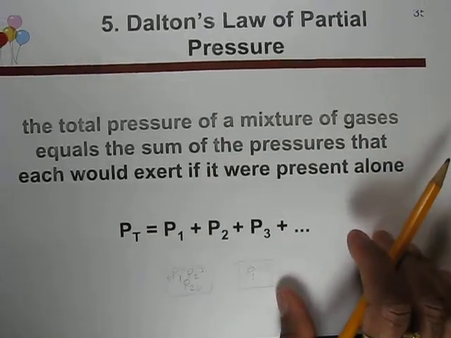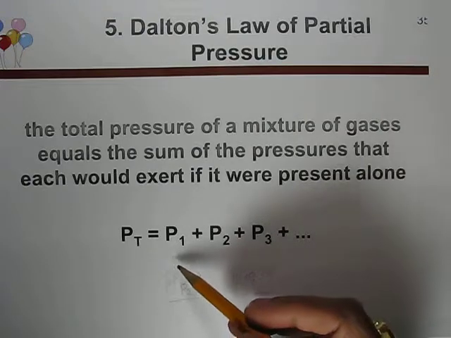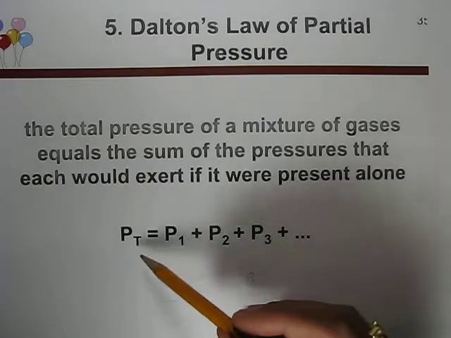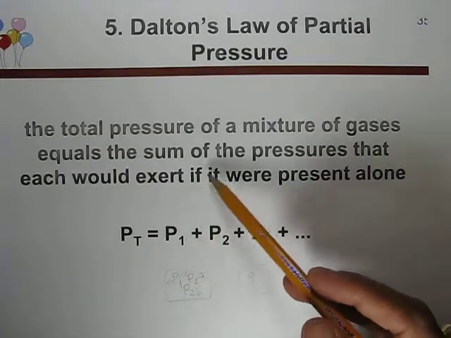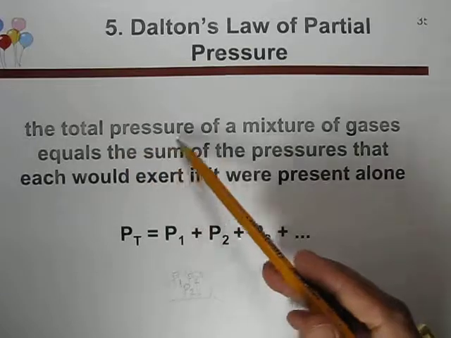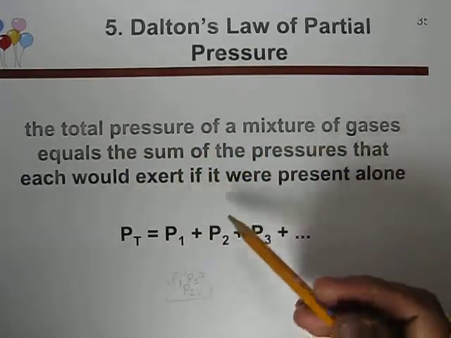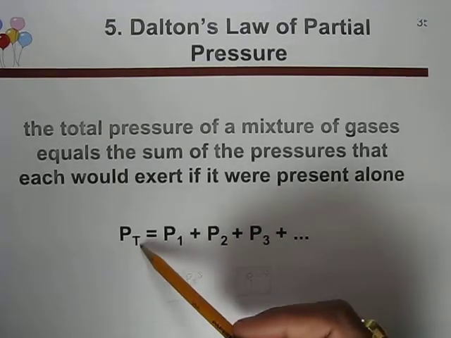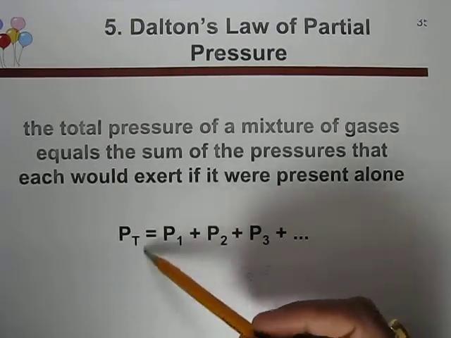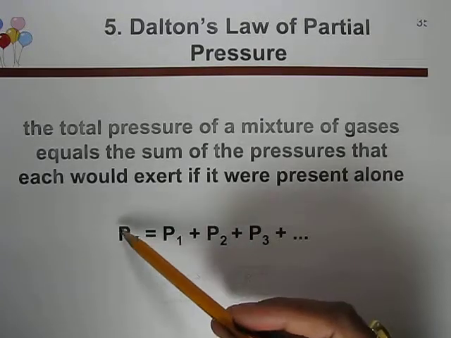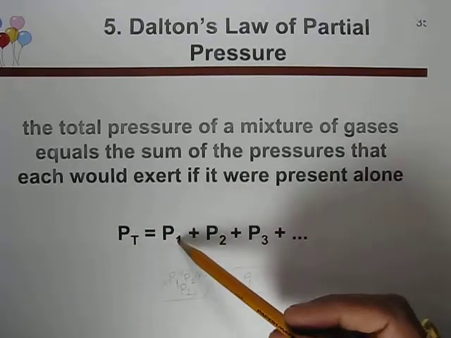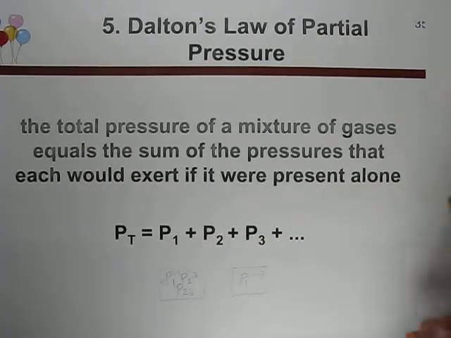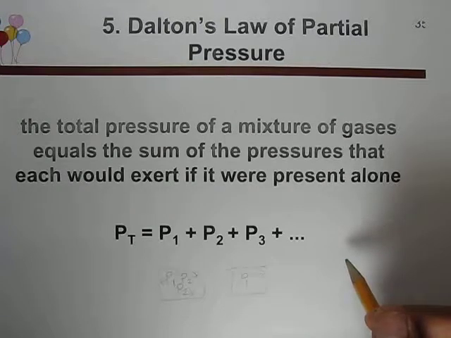So Dalton's law says that if one container has three or four individual gases, a mixture of gases, then the total pressure of the mixture will be equal to the sum of the individual pressures of the gases. So P_T, the total pressure of a mixture of gases, will be equal to the pressure of one gas, plus the pressure of two gas, plus the pressure of three gas, and so on for the many other gases present in that container.